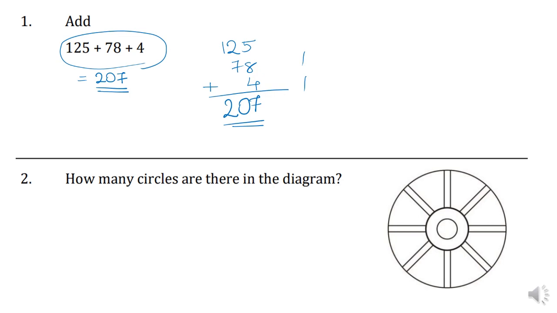How many circles are there in the diagram? So how many circles? You know circles. So this is a circle, right? And the circumference of circle, and this is another circle, and you can find this. This is another circle. So in this figure, you can see 3 circles, right? Okay, let's go to the third question.